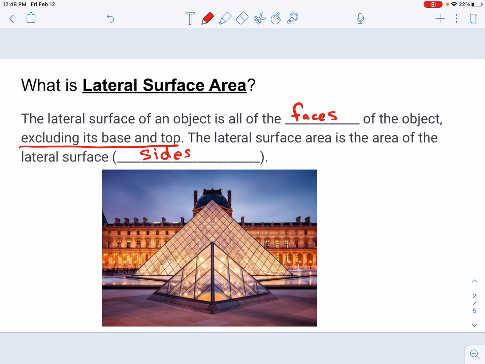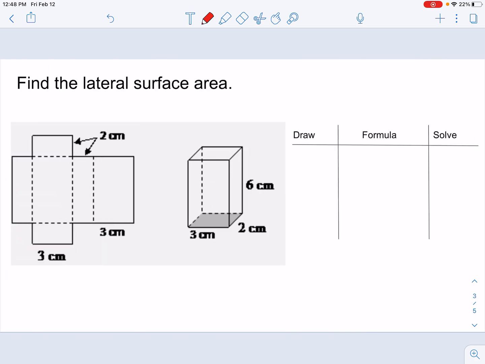So if we wanted to know how much glass would be needed to build the Louvre pyramid, we would want to calculate the lateral surface area, since only the sides of it are made of glass, not the bottom. So when we're finding lateral surface area, remember we're just finding the area of the sides, not the bases. So we don't want the top or the bottom. Okay, so we can get rid of the bases, and we're looking for just the four faces of the shape.